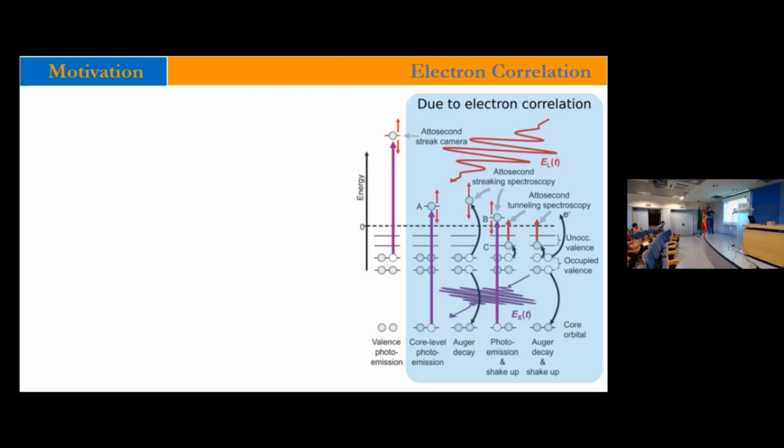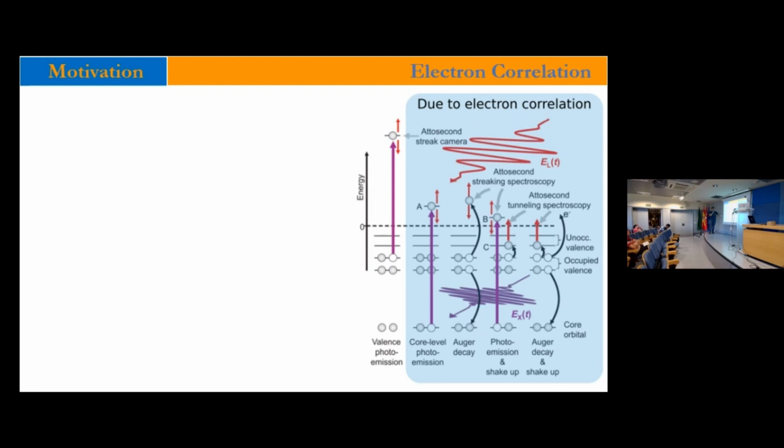But then you can have core level photoemission, or photoemission plus shake-up, in which you remove an electron from a molecular atom, and then you can promote one of the electrons from one orbital to the other. Then you can have all possible combinations of all of these processes. So any comprehensive theoretical study of photoionization must include electron correlation.